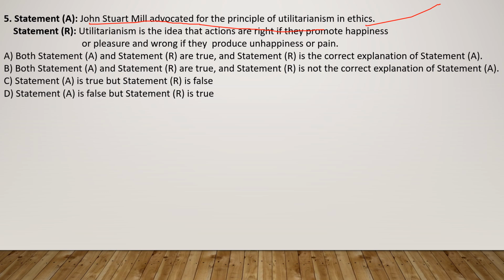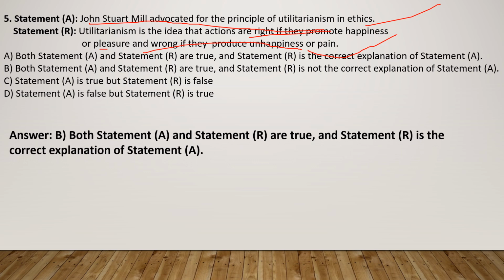Utilitarianism is the idea that actions are right if they promote happiness or pleasure and wrong if they produce unhappiness or pain. This is also correct. So the correct option is option B. Both statement A and statement R are true and statement R is the correct explanation of statement A.